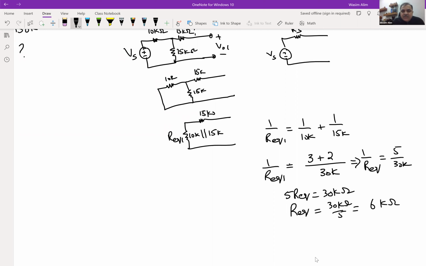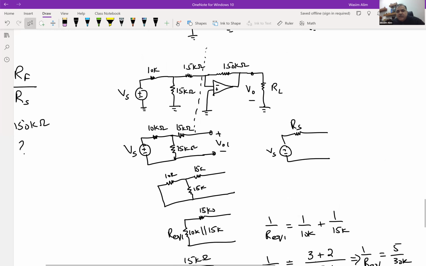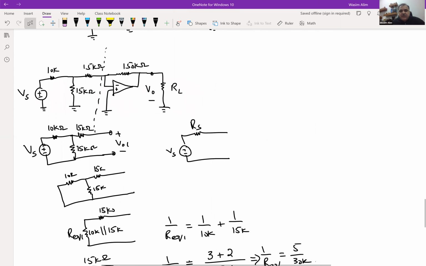So essentially this is a 15 kilo ohm here and 6 kilo ohm here, and they are connected in series. Bringing back my voltage source, the series combination of these two is equal to 21 kilo ohm. So now I brought this circuit to this form. Looking back at this, I'll just write it here.